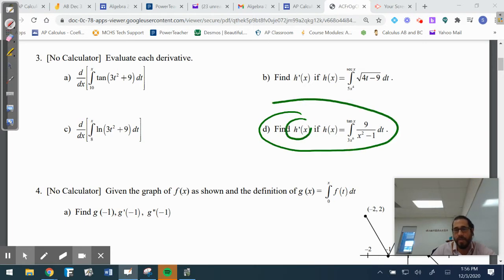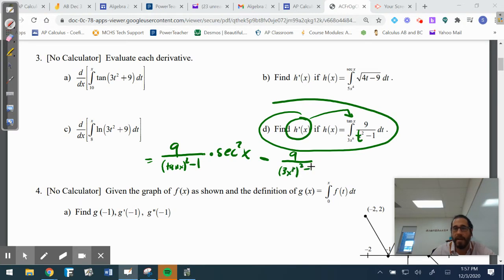Derivative of an antiderivative. So it's just going to be 9 over, I'm going to plug in that tangent. Ooh, a little bit of a typo here. That should be a t right there. To technically do it correctly, that should be a t right there. So it's 9 over, plug in the tangent, so tangent x squared minus 1, but the tangent x squared changes into secant squared. FTOC, minus, now we're going to plug in that 3x to the 6. We're going to square that minus 1, but then that changes, and that changes to 18x to the 5th.